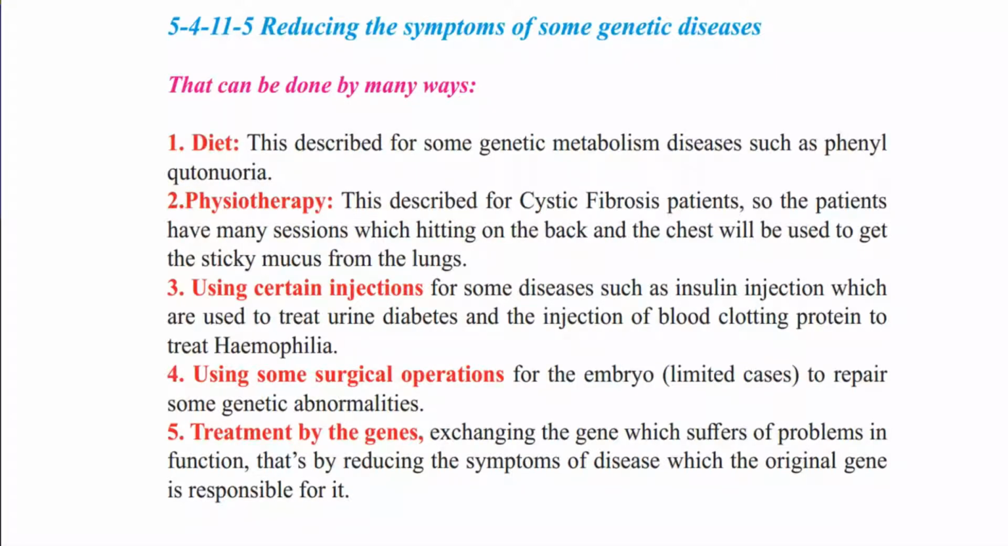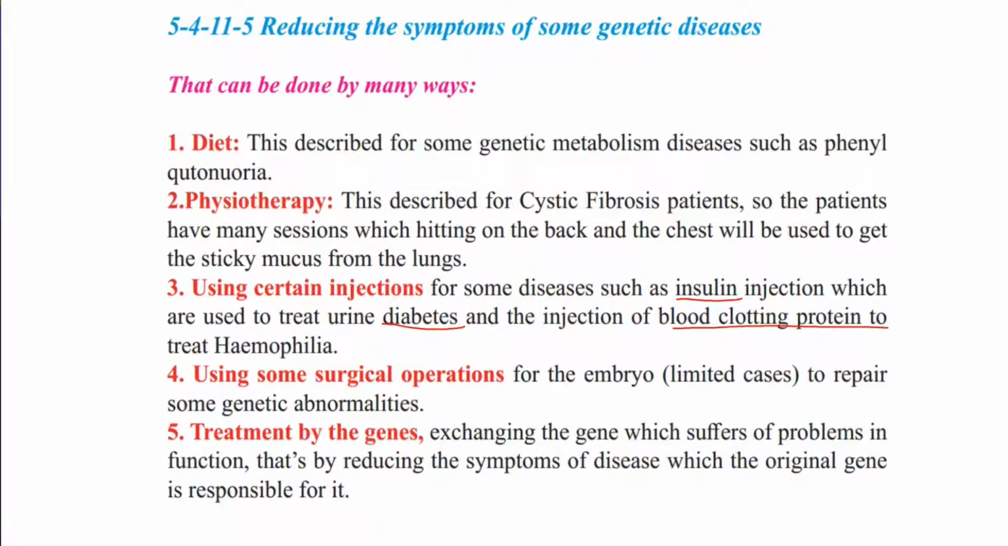The patients have many sessions in which hitting on the back and the chest is used to get the sticky mucus out of the lungs. And number 3, using certain injections for some diseases, such as insulin injection, which is used to treat diabetes, a disease in which not enough insulin hormone is produced. So it can be decreased by taking insulin injections into the blood. And the injection of blood clotting protein to treat hemophilia.